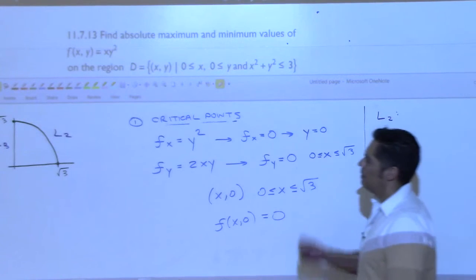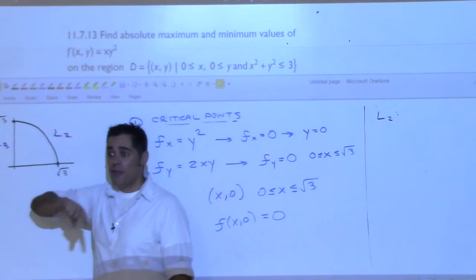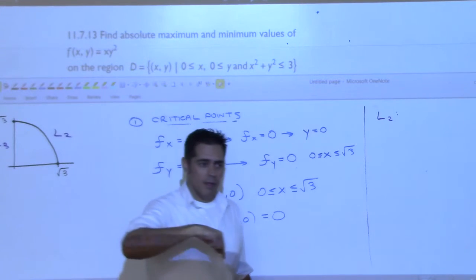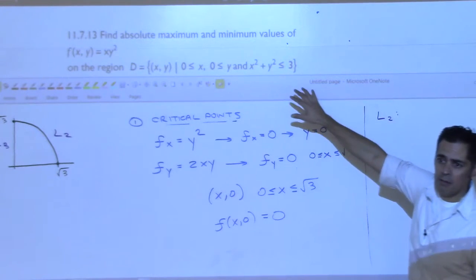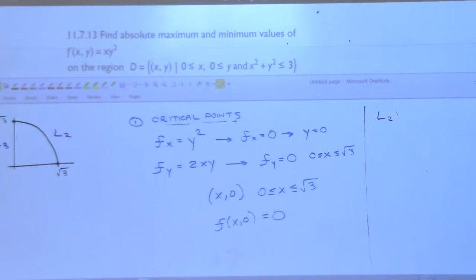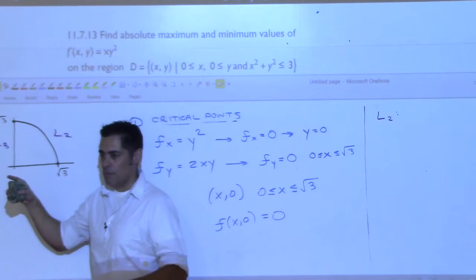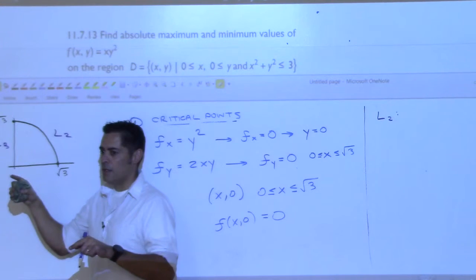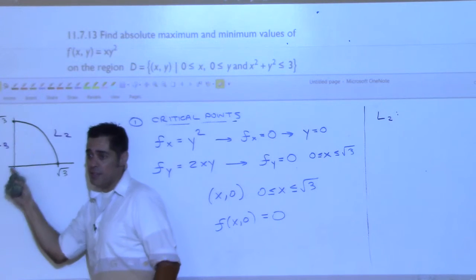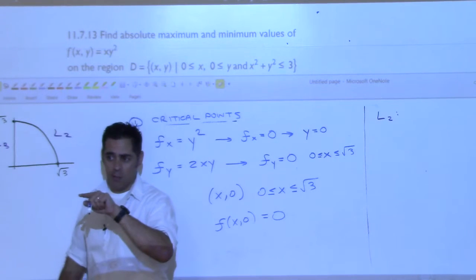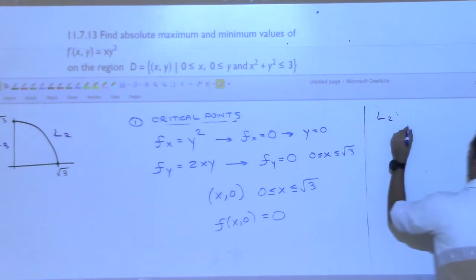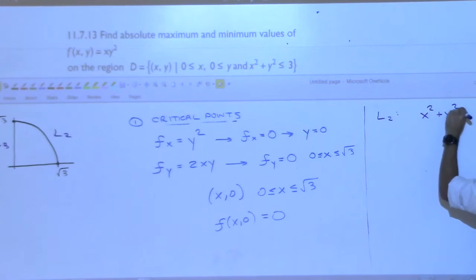Let me help a little bit. If you're on L2, you're on the circle. If you're on the circle, you satisfy the equation of this circle, right? That may not have helped. So what is the equation of the circle, Paul? X squared plus y squared is less than or equal to 3? So just the circle part, not the inside. You don't need the inequality anymore, so equals. So on L2, we've got to look like this, right? Solve that for y.